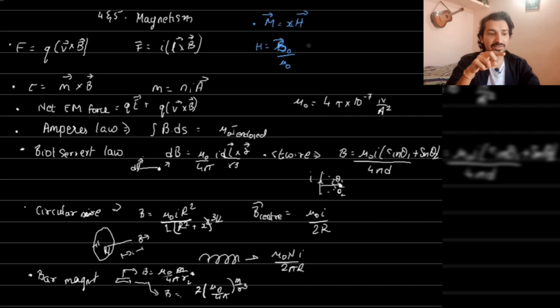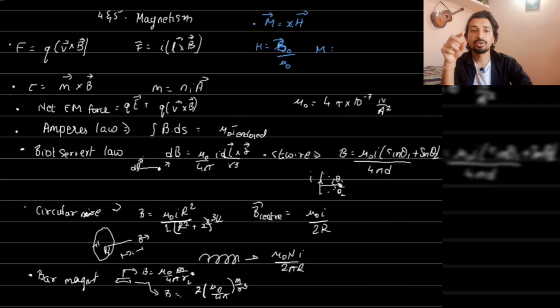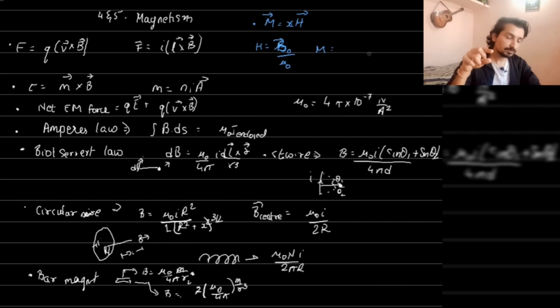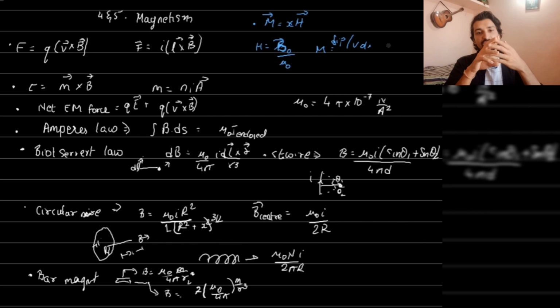You know M is nothing but x into H, right? So you can write the M value as x into H. So you get 1 plus x into mu naught H. So that's it. Whenever you place any object inside a magnetic field, especially ferromagnetic substances or some magnetic substances, they get magnetized. Inside them, a magnetic field comes.